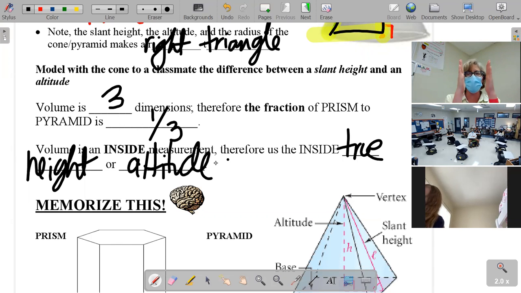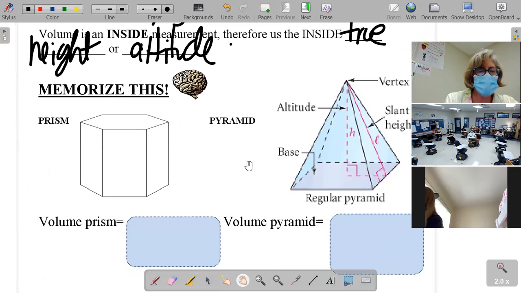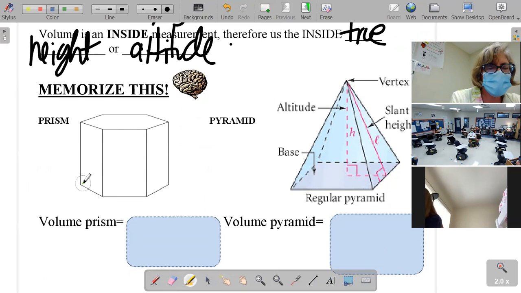Do this with me real quick. Go like this with your hands. Say prism. Say pyramid. Say prism. Pyramid. Do you see you lose volume? You lose volume when you go from a prism to a pyramid. You lose volume by a factor of 1/3. Why? Because volume is 3 dimensions. So come down here, show the difference here.